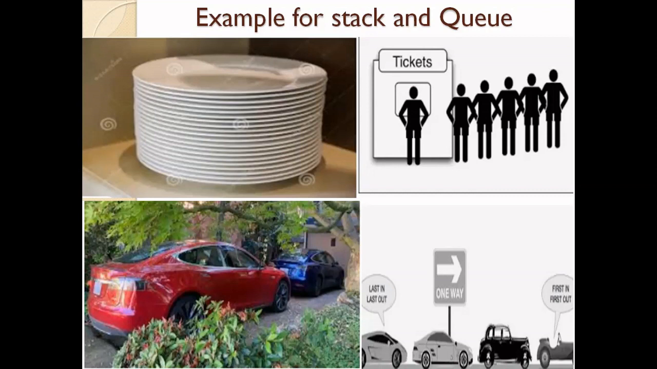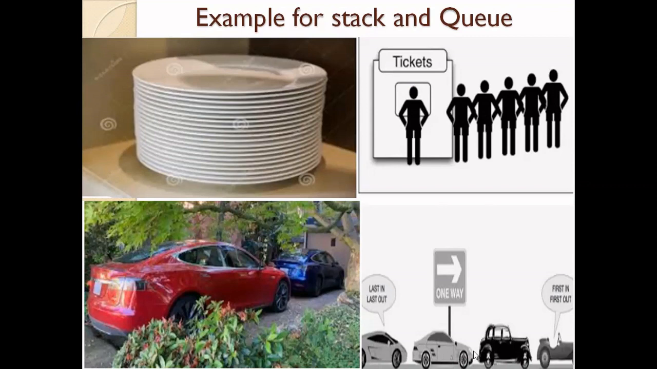Next, queue. Take a ticket counter. There are 5 persons. Those who went to book tickets, the first person can book the ticket first. The last person will get the last ticket only. That is called a queue.